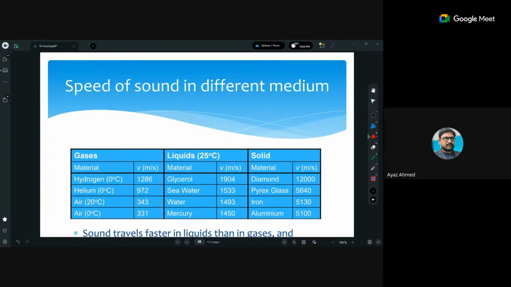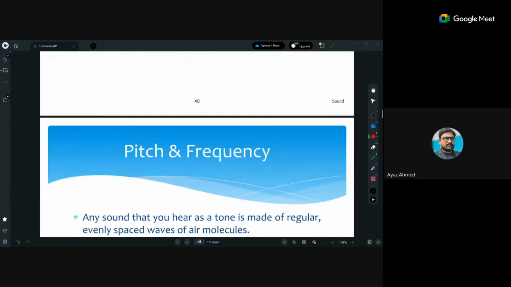This table is just an informative table, not a big deal. So the gases, liquids, and solids, so materials are there, so speed of the sound is given to you. I told you that almost 5000 to 6000. So this speed is from 5,000 to 12,000. I think diamond has the maximum speed of the sound, 12,000 meters per second, and so on. Anyhow, this is what you have to remember.